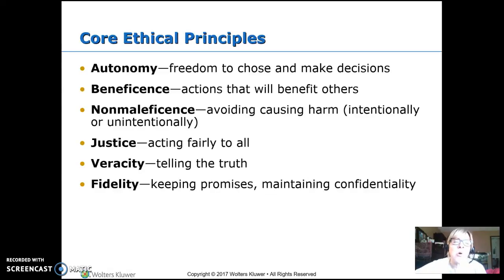So some of the core principles of ethical nursing are autonomy: families get to make the choice even if it's not the one you would want. Beneficence: everything you do should be beneficial. Non-maleficence: cause no harm. Justice: act fairly. Veracity: tell the truth. Don't lie to your families. And fidelity: keep promises, which includes maintaining confidentiality.